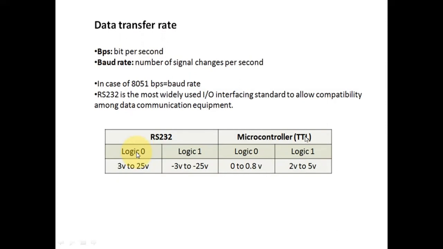Most microcontrollers are TTL operated. That means logic 0 is 0 to 0.8 volts and logic 1 is 2 to 5 volts. RS-232 voltage levels are different. Logic 0 is 3 to 25 volts and logic 1 is minus 3 volts to minus 25 volts.